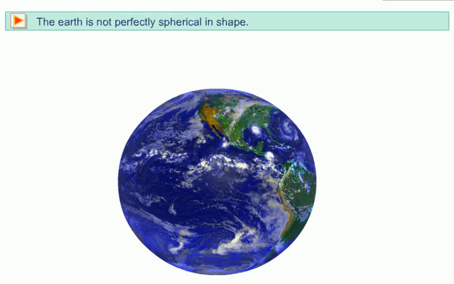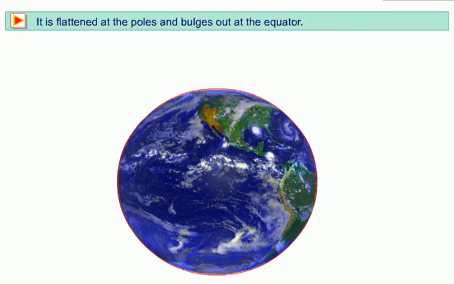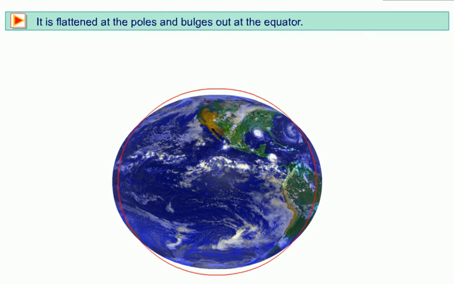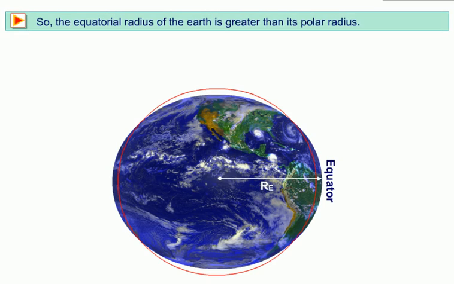Students, the Earth is not perfectly spherical in shape. It is flattened at the poles and bulges out at the equator. So the equatorial radius of the Earth is greater than its polar radius.